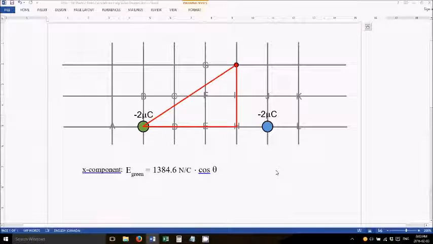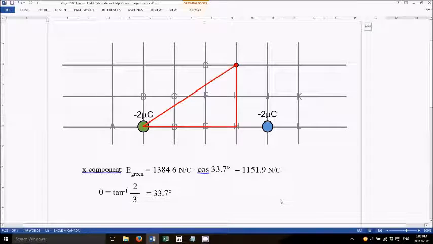So we're going to use a bit of trigonometry to do that. The angle, theta, is going to be the inverse tangent of y over x. So we already know that y is 2 meters for this charge and x is 3 meters. So we can fill that in now. So the inverse tangent of 2/3 is 33.7. So we can now fill that in here for cosine theta. And that gives us an answer of 1,151.9 newtons per coulomb. So that's the x component of the electric field due to this green charge.